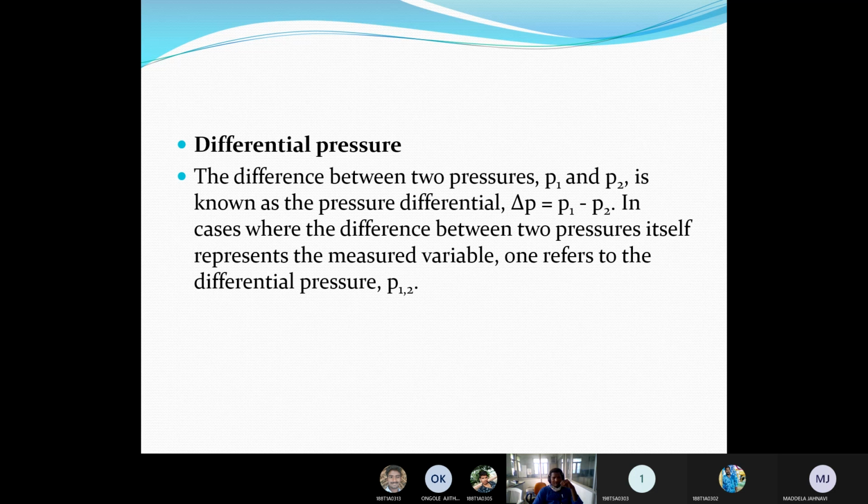Differential pressure. The difference between two pressures P1 and P2 is known as the pressure differential. Delta P is equal to P1 minus P2. In cases where the difference between two pressures itself represents the measured variable, one refers to differential pressure. Delta P is nothing but pressure difference or differential pressure.